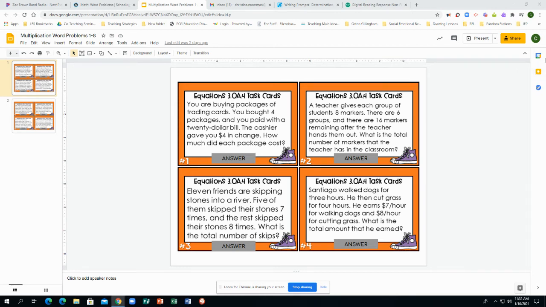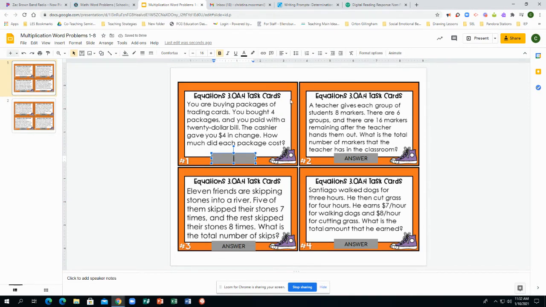Hello. So today we're going to go over some word problems, and you are going to go ahead and type the answer in the text box. Once you have it, just highlight it and type in whatever the answer may be. Let's say you think this one is $7. You would just type in $7. Make sure you label your answer as well. Don't just give me a number. Make sure you're labeling your answer.